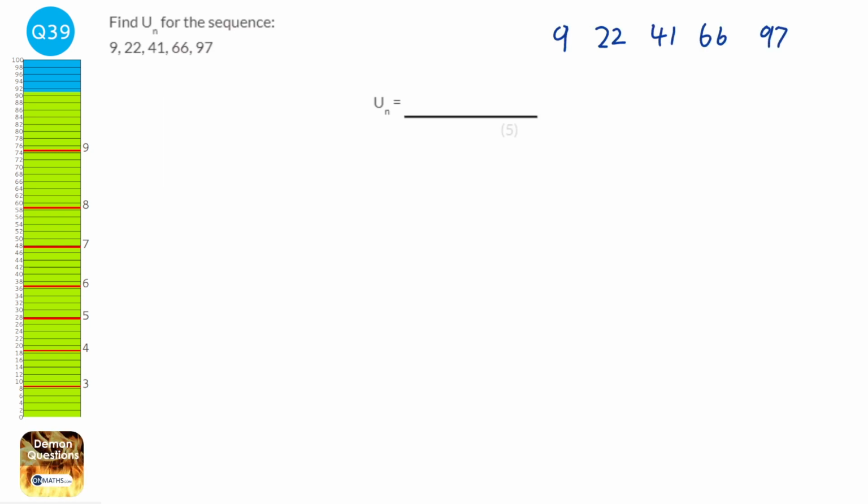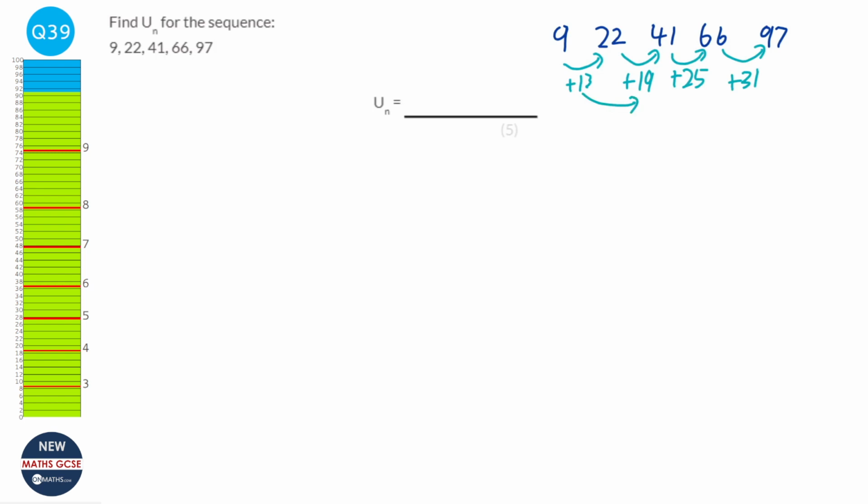So we're going to just quickly write out our sequence, so 9, 22, 41, 66 and 97, and we're going to find the differences of each of them. So that's going to be plus 13, then we've got plus 19, so they're different already. We know that it's not a linear sequence, and that's going to be plus 31.